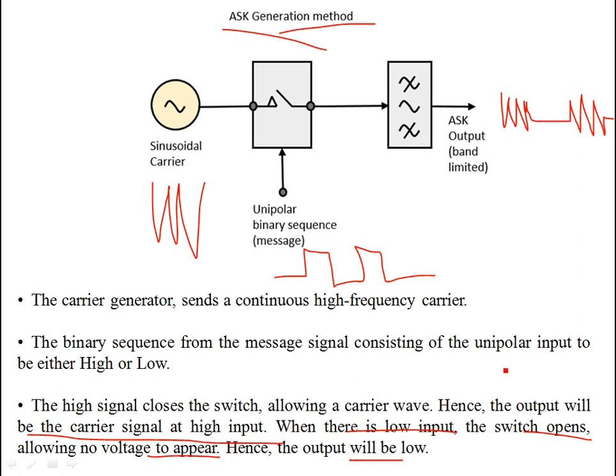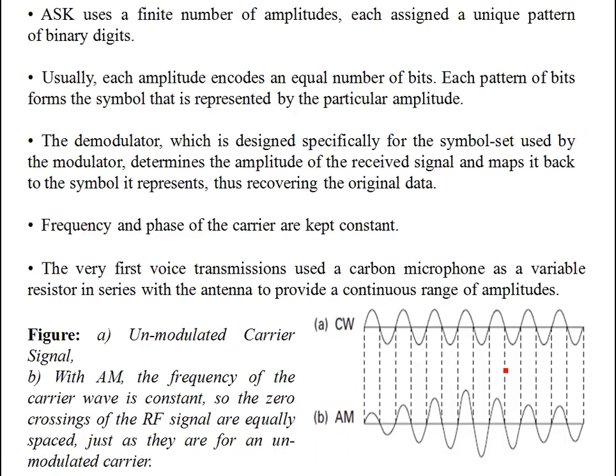So this is the basis of how you are varying the amplitude of the carrier. Either you are allowing the carrier to pass through, or you're not allowing it. The switch is open, so there is no data. So it's like a binary ASK scheme, binary amplitude shift keying. Simple on and off keying.